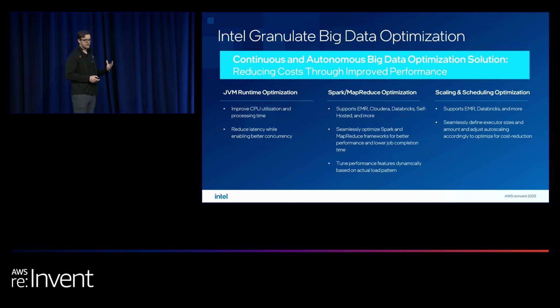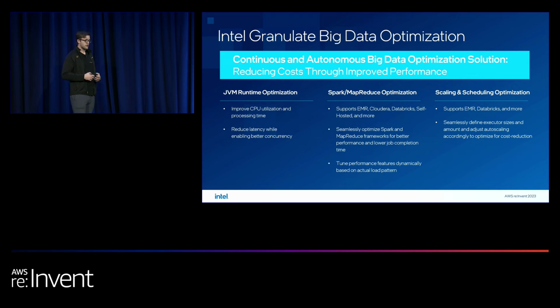And then we also do have two areas on the right here that I haven't spoken on yet that we see particularly impactful within big data environments, especially within EMR. The first here is Spark and MapReduce optimization. The second is scaling and scheduling optimization. I'm actually going to abstract this one level higher, where you can think of it as executor optimization and node level optimization.